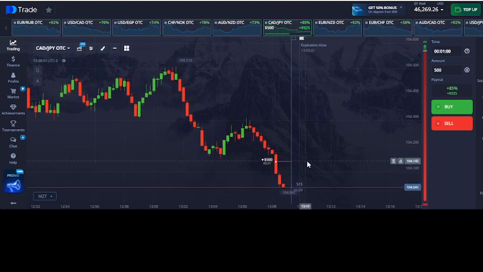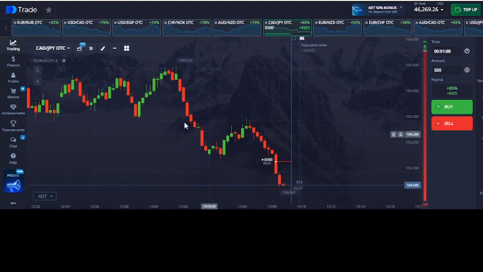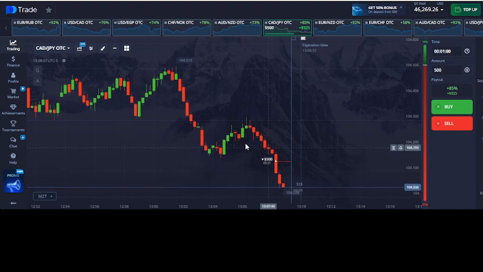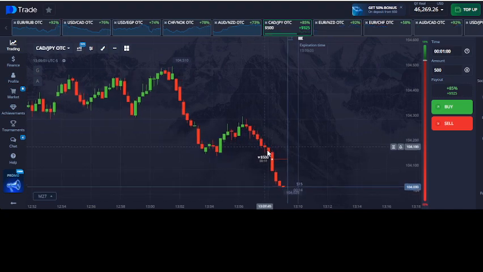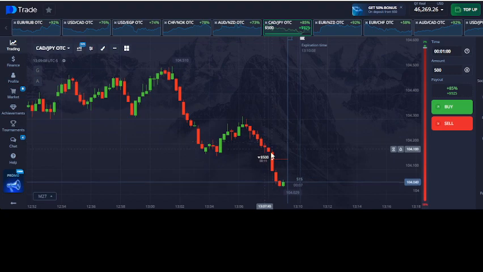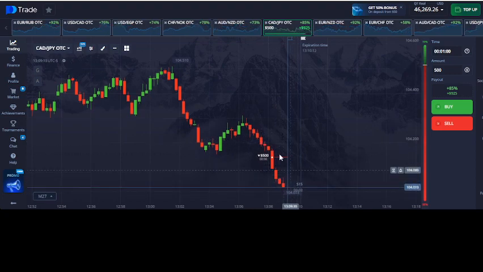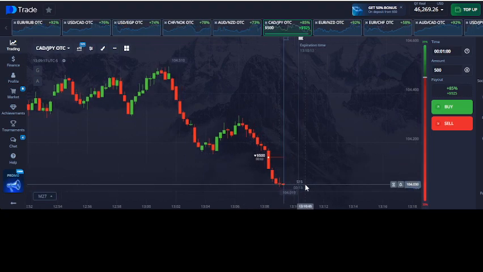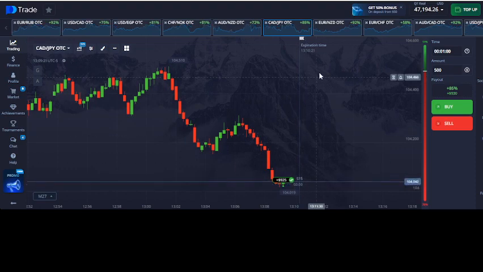So let's monitor this trade. See that we have a gap here and then a gap here and then a third gap here. So this is a telltale sign for a bearish movement to the downside, which is exactly what's happening here. Okay, so we won that trade. All right, let's keep moving.